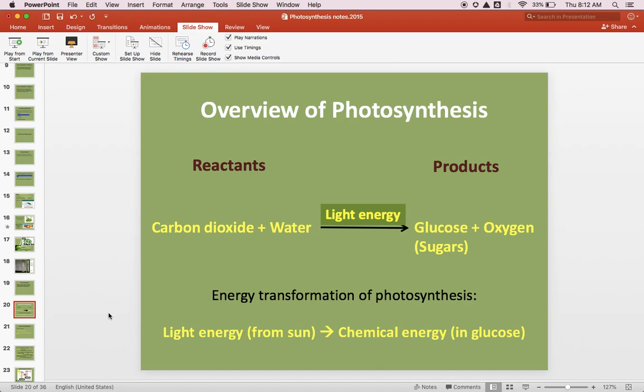So you already know the overview of photosynthesis. Two reactants enter the process of photosynthesis. That would be carbon dioxide and water. And light energy is used to transform carbon dioxide and water into glucose sugars plus oxygen. Oxygen being released to the environment, glucose being used as food for the plant. And again, like I said before, the energy transformation that occurs here is that light energy from the sun is turned into chemical energy in the form of glucose. Feel free at any point in time to pause this video to be able to fill out your notes. I'm just going to continue through.